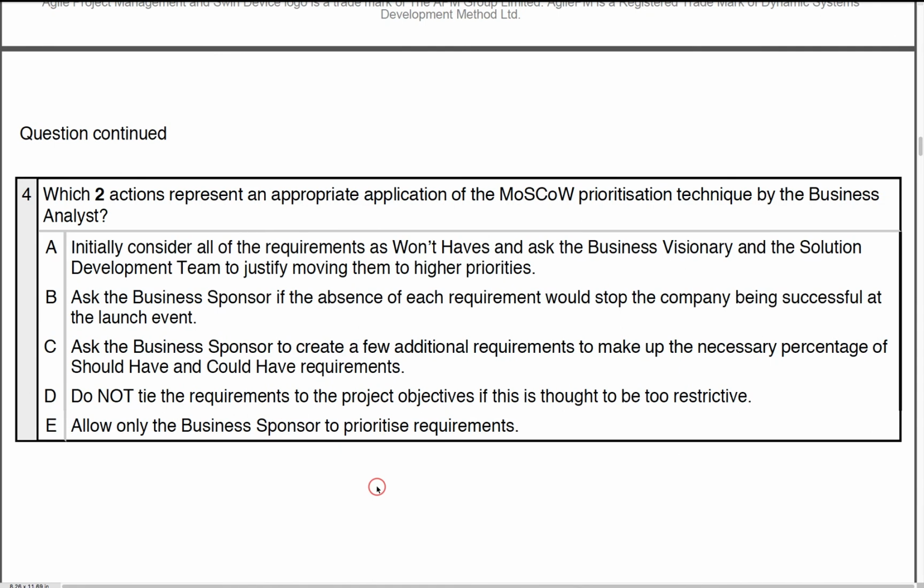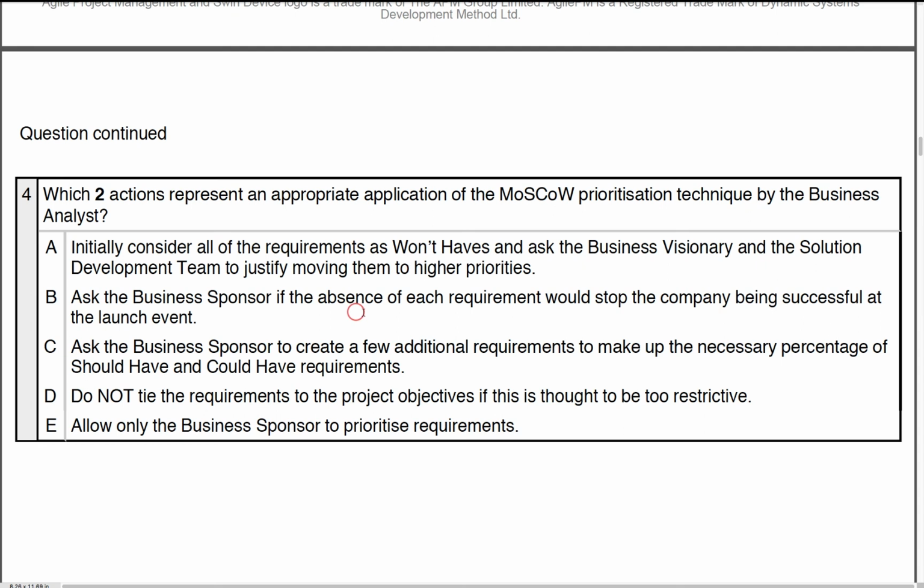Now we look at the business analyst. Remember, the business analyst works with the project level team, especially the visionary, to help understand and provide some sort of management objective approach to prioritization, and works directly full-time on the team as well to provide that balance. So initially consider all the requirements as won't have, and ask the visionary to justify moving into higher priorities. Well, this is really a very good starting point, and a good proposition by the analyst. So that would be a good answer.